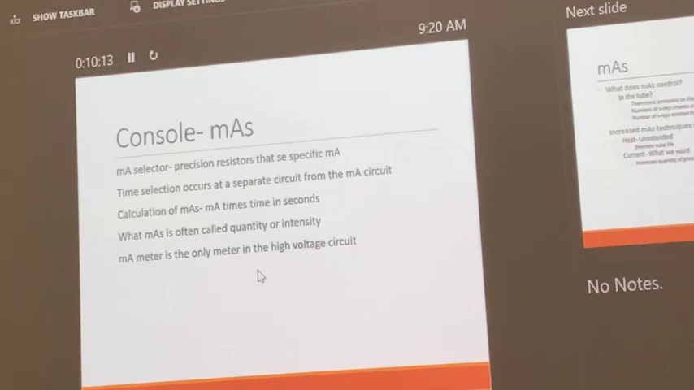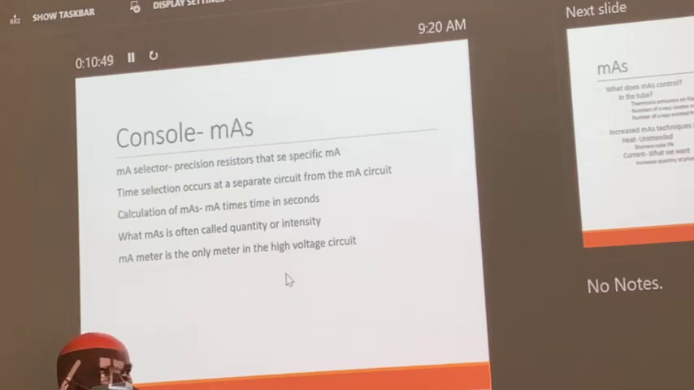Calculation of mass is just mA times time. The mass, again, we refer to as quantity or intensity, just the numbers. And the mA meter, though, is the only meter in the high voltage circuit. If you remember, it was wired into the secondary side of the step-up transformer, and the reason it was wired in there was that if it's right dead square in the middle of that, the voltage always remains at 0. So it's in the high voltage section, but it still works off a low voltage.